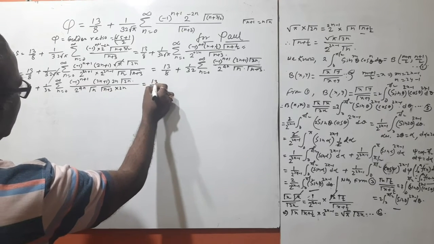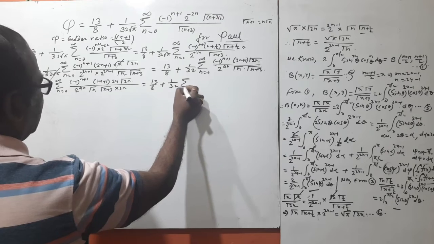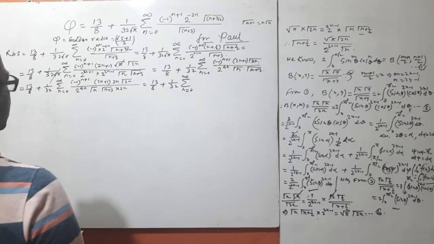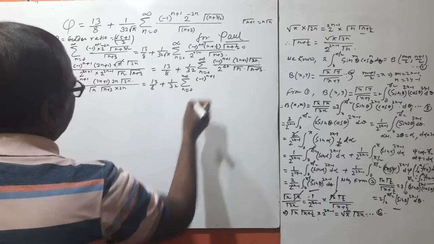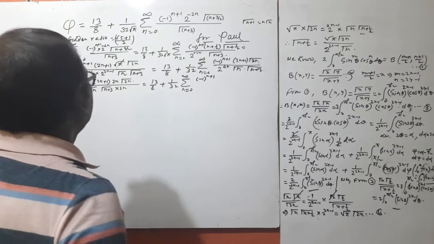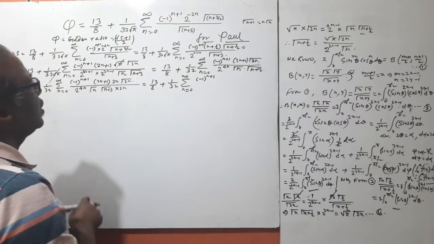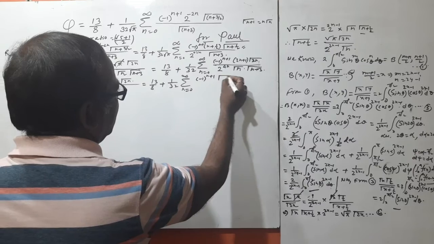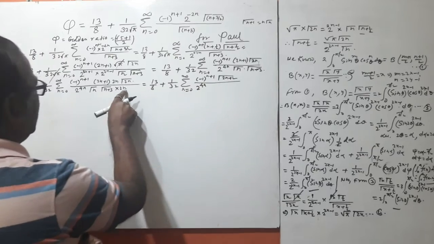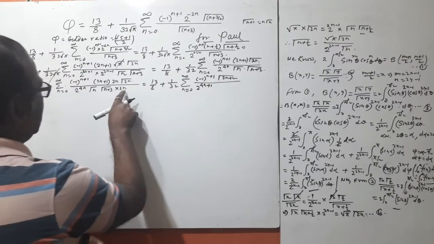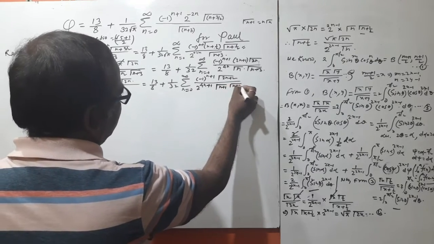So 13 by 8 plus 1 over 32 and the summation n equal to 0 to infinity of minus 1 to the power n plus 1, gamma 2n plus 1, 2n into gamma 2n. So 2n into gamma 2n is gamma 2n plus 1. Again 2n plus 1 into gamma 2n plus 1 is gamma 2n plus 2, over 2 to the power 4n, and this is 4n plus 1. And n into gamma n means gamma n plus 1, and this is n plus 3.